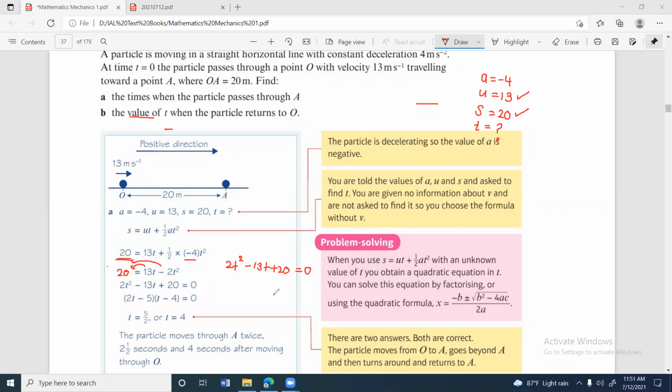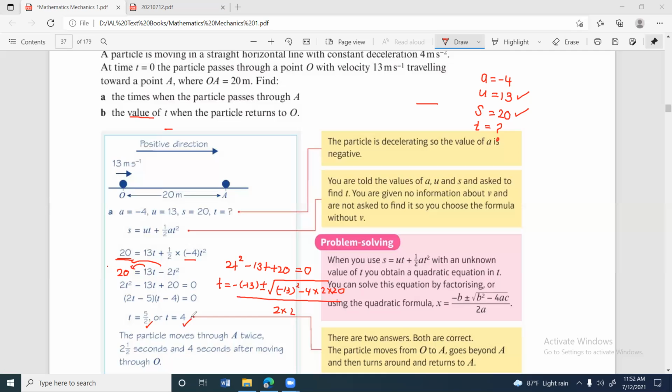Then what you can get here is that either you can factorize it or you can use the formula itself. If you feel like factorizing is hard, you can use the formula. t equals to minus 13 plus or minus the square root of 13 squared minus 4, a is 2, c is 20, divided by 2a, 2 into 2. With this, you get the answer t equals to 5 over 2 and t equals to 4.